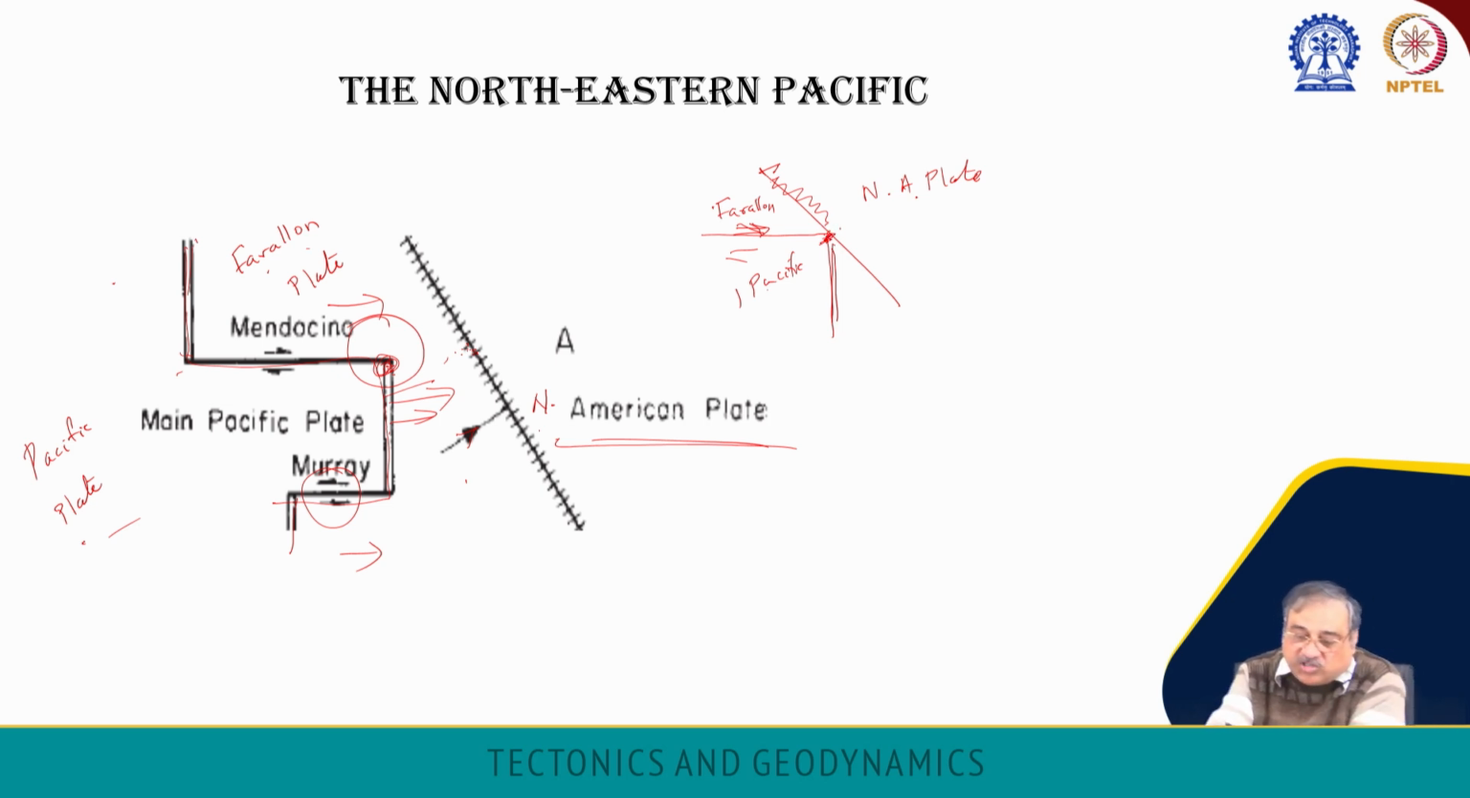Now this triple junction, as you can see, is the boundary between a transform fault, a trench, and another type that we don't know. We don't know what the nature of the boundary would be between the Pacific plate and the North American plate as this system evolves further. So now, as it moves further, this particular ridge would tend to be consumed.